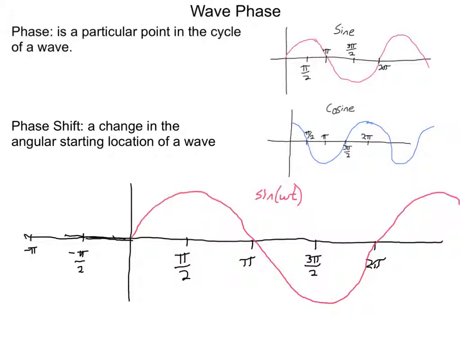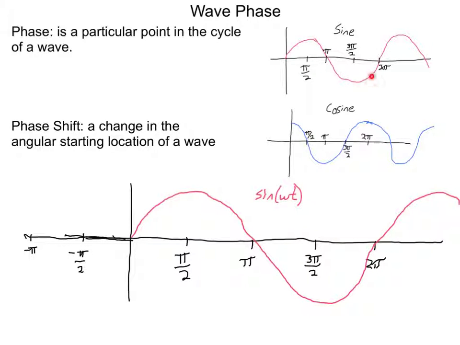We're going to talk about two different concepts of waves, phase and superposition, and then we're going to combine those two concepts into this idea of constructive and destructive interference, how waves interact and cause interference. So let's start out with phase. Phase is a particular point in a cycle on a wave.